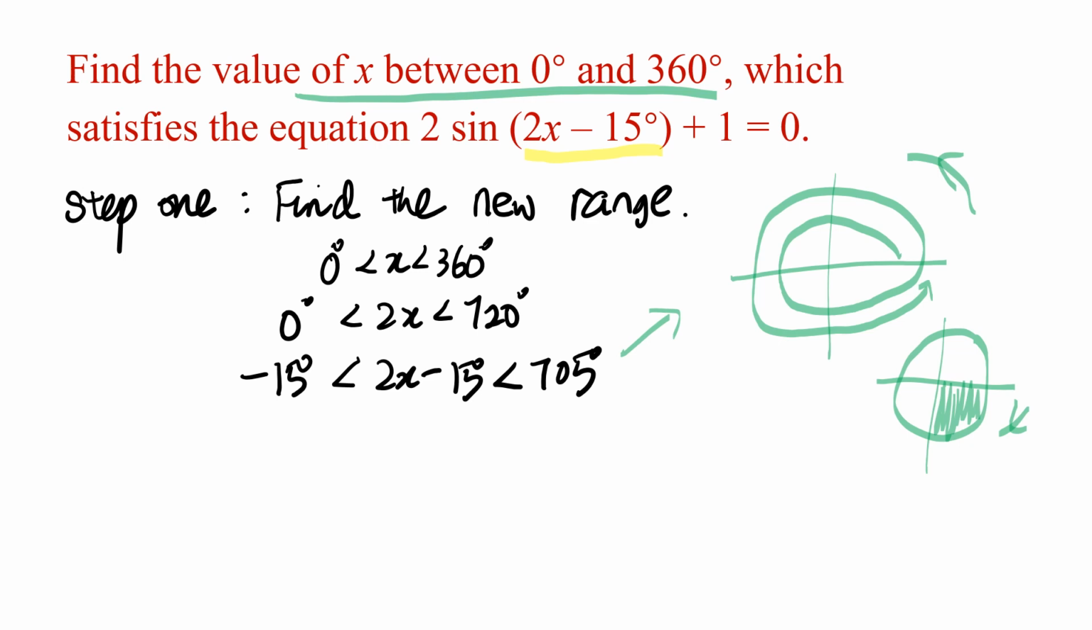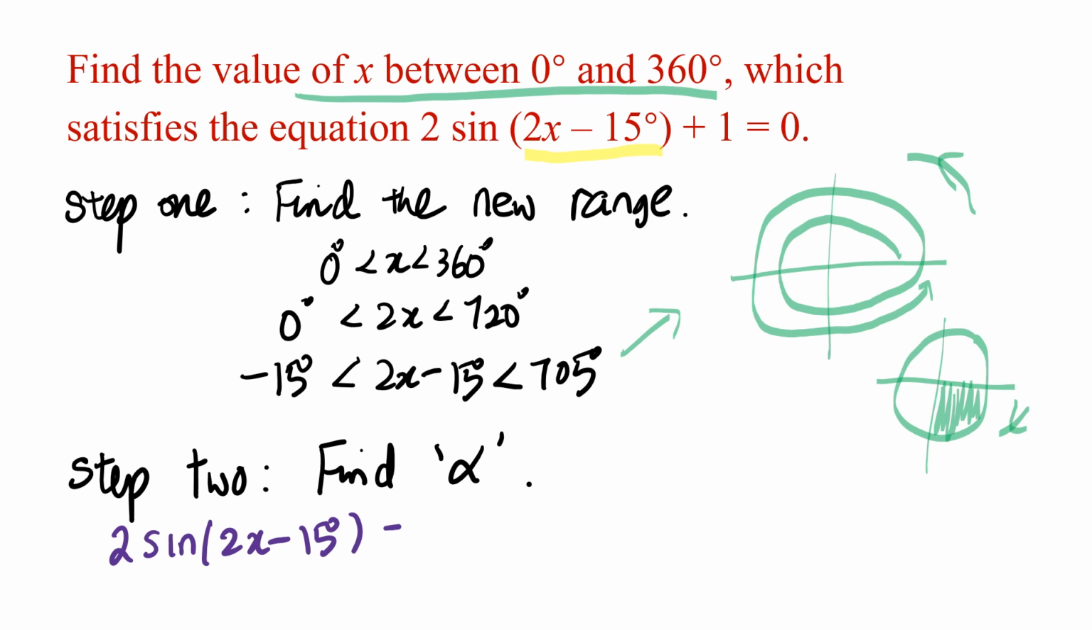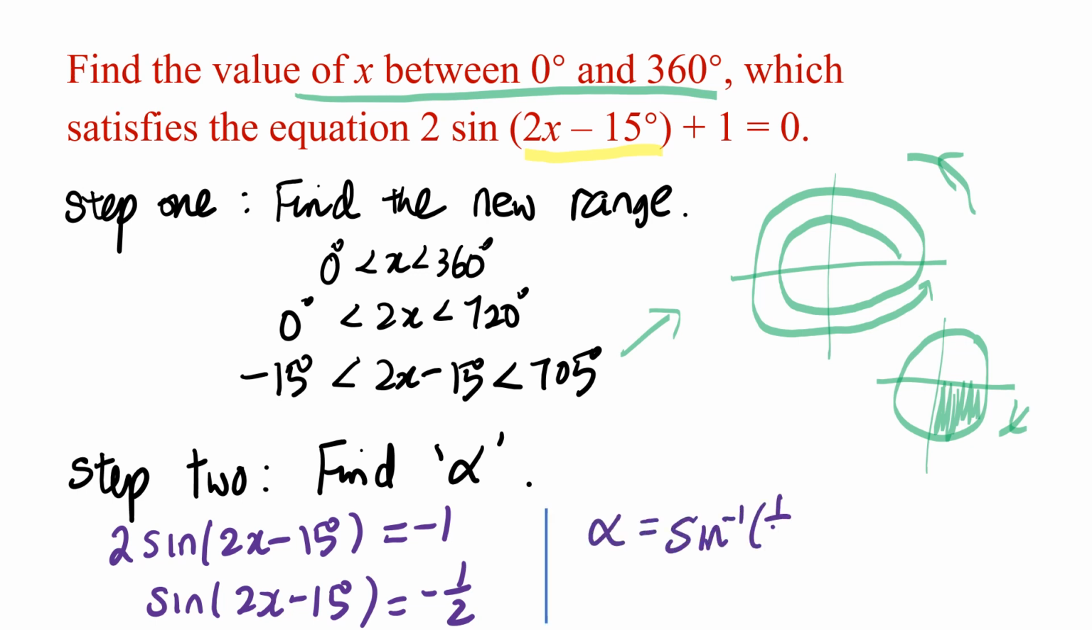All right, so step 1, as usual, find, now is step 2, find your alpha. Okay, so if you make sine functions the subject, you will get negative half. So to find alpha, remember we have to ignore the negative sign, just sine inverse half. So your alpha is 30 degrees.